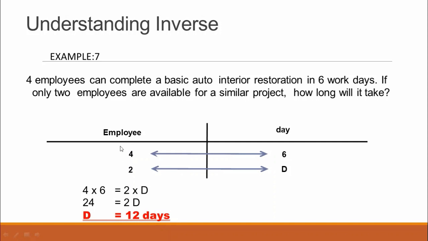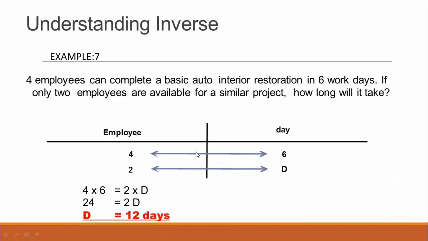So dear students, note that the employees quantity decreases. This is the inverse quantity, so since the employees quantity decreases, the days quantity will increase. You will see this in the result of this question: 4 employees and 2 employees, the employees quantity decreases. And now the days, 6 days, and how long, the days, is unknown. This is the inverse quantity. Since the first quantity decreases, the second quantity will increase.